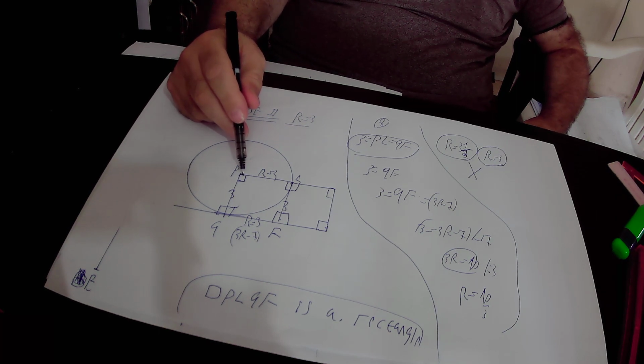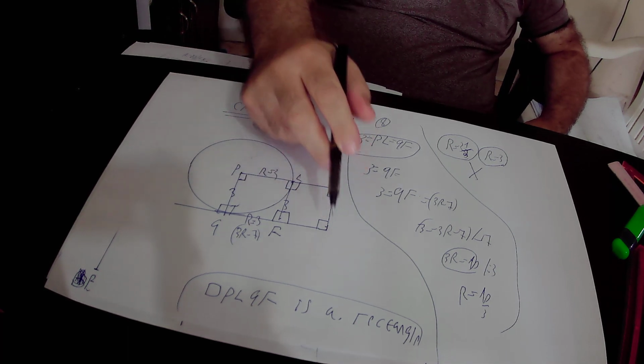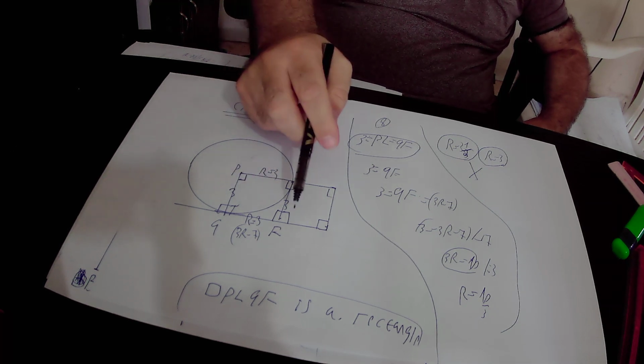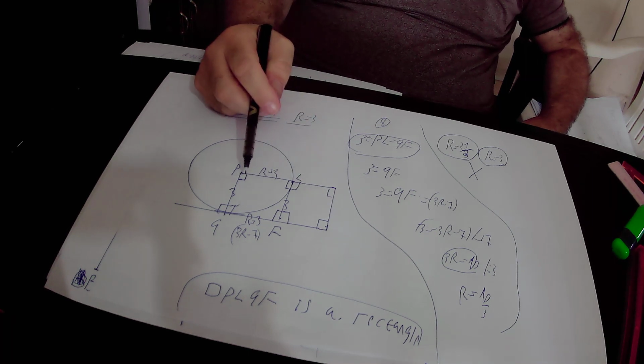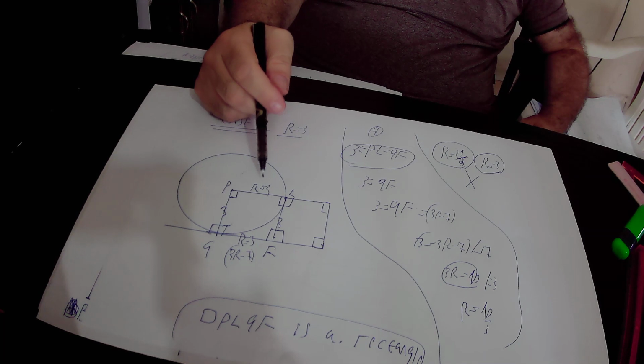equal to 90 degrees. So quadrilateral PLQF that has 4 right angles will be a rectangle, and we know that the opposite sides of a rectangle are equal to each other. That is to say PL equals QF, but here PL equals 3 units. It's the radius of the circle that is 3.